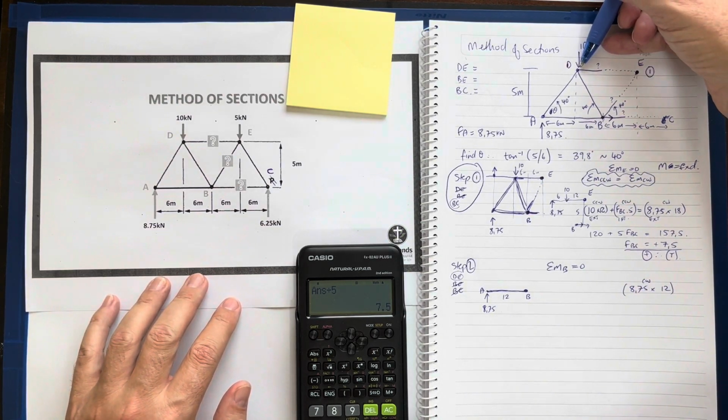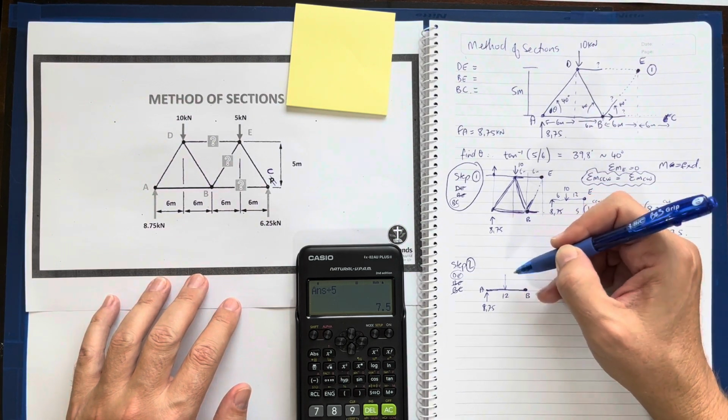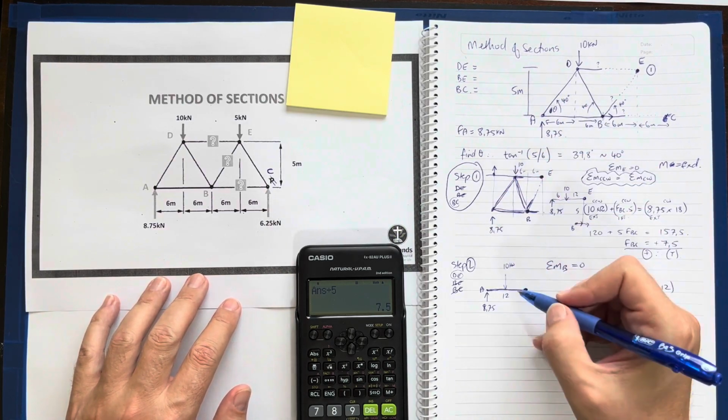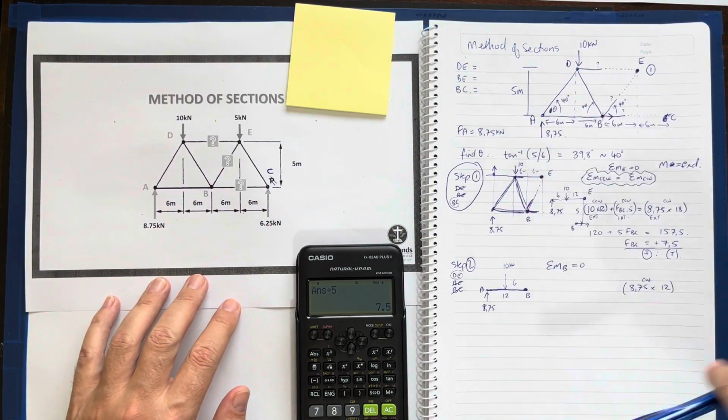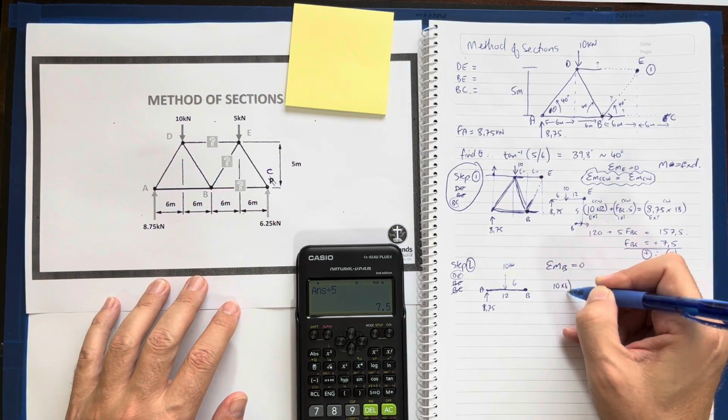My other force is sitting up there. It is just to the left of B, actually right down in the middle. It is 10 kilonewtons, but it is only 6 away. But it is going to cause it to go counterclockwise. So that would be 10 times 6.